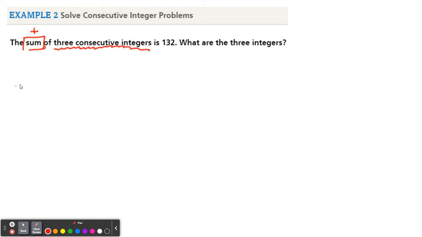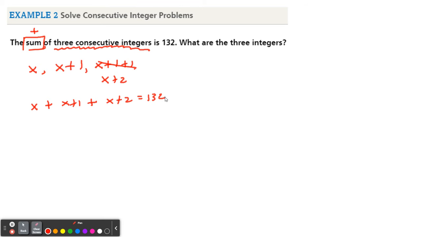Let's let the first integer be x. Then what would the next consecutive integer have to be? You would just add 1, so x plus 1. What would the next integer after that be? It would be x plus 1 plus another 1, but we're not going to write it like that. That's silly. We add the 1 and 1 and get x plus 2. And there are our 3 integers. Their sum is 132. So watch what I do: x plus the quantity x plus 1, plus the quantity x plus 2, equals 132. And there's your equation.